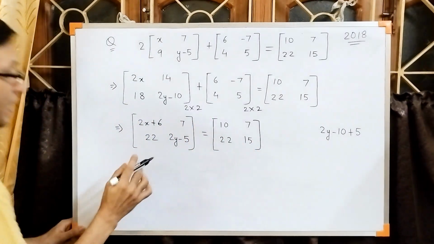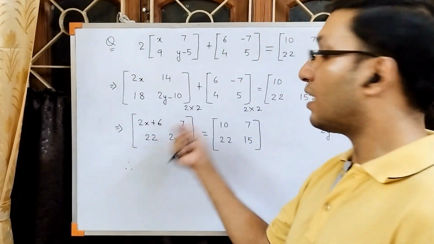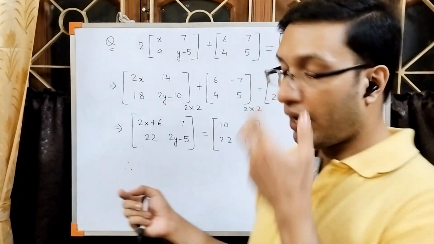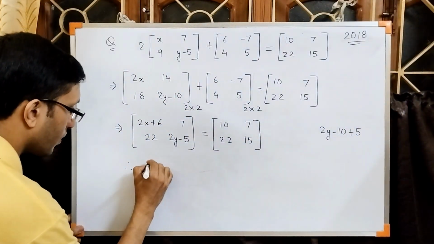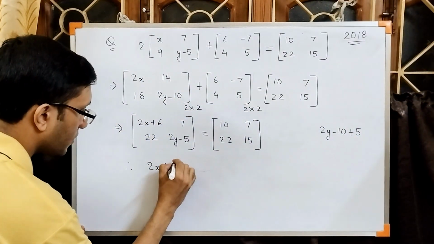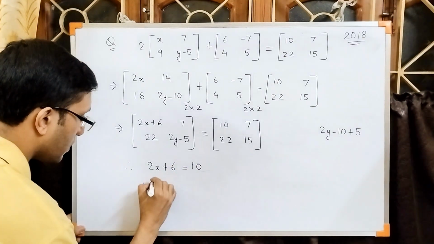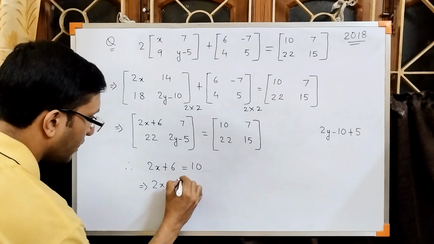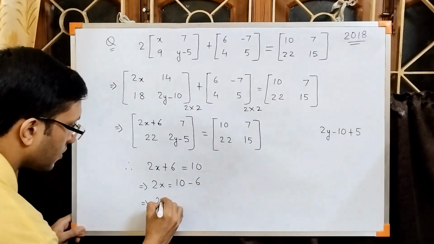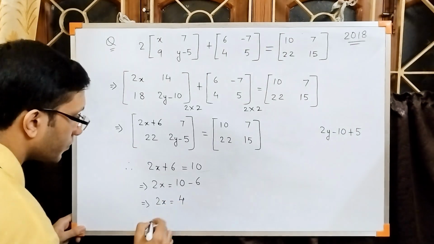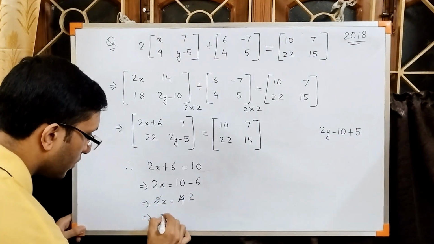So therefore, here we need to write one simple statement, that is comparing both the sides like the previous one we have done. Comparing both the sides, we get 2x plus 6 equal to 10. So from here, if we solve this linear equation, 2x equal to 10 minus 6. So 2x equal to 4. 2 cancels 4 2 times. So the value of x is 2.